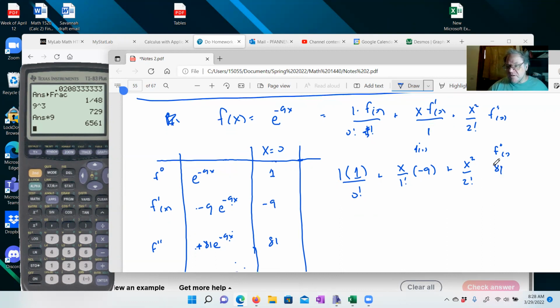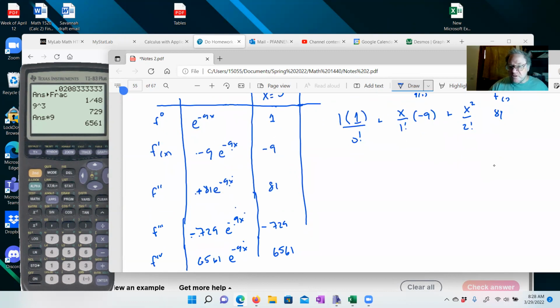Matching up the third derivative, so this is going to be plus x cubed over 3 factorial, and then f triple prime here is going to be negative 729. And then finally, plus x to the 4th over 4 factorial, and then we have 6561.